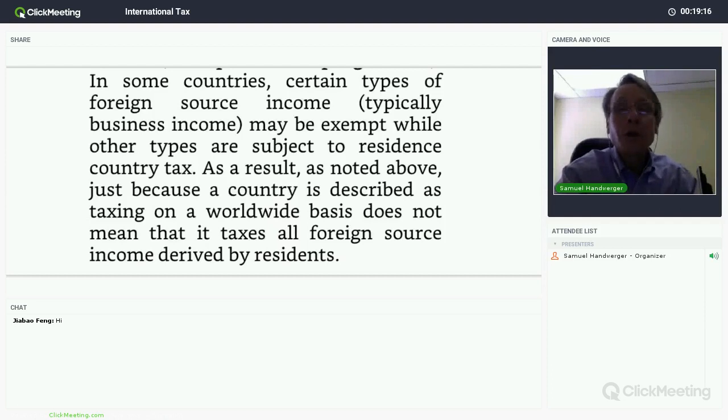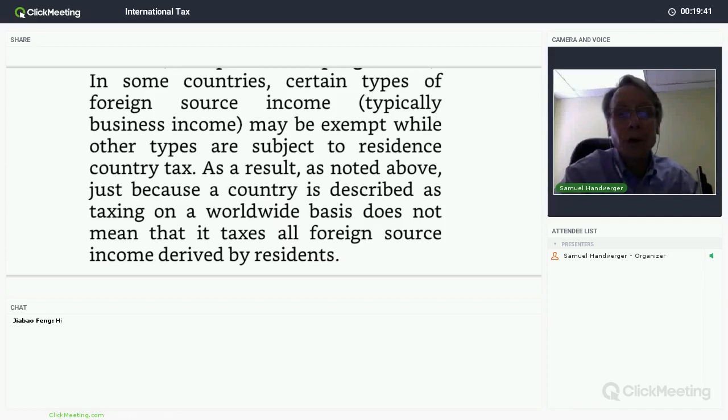Let's make up some countries. Country A has their definition of residence, and the residents of their country will be taxed on all sourced income from the country A. That makes sense. If a resident derives business income in country B, country A doesn't tax that in country A.